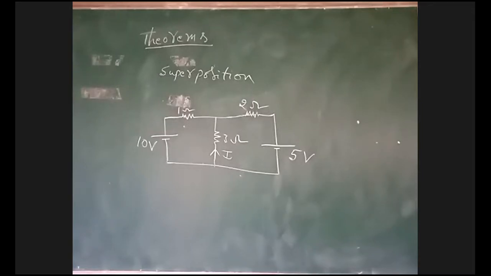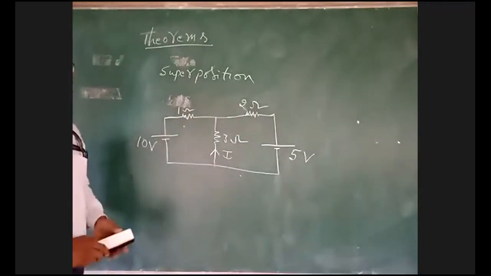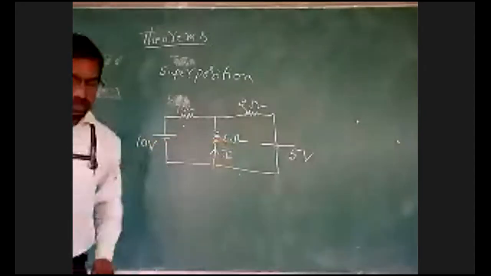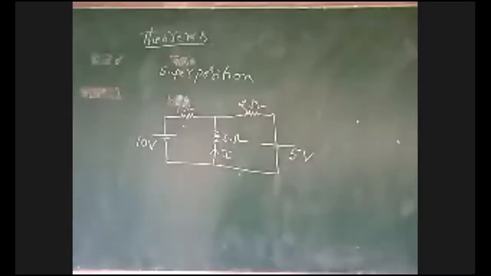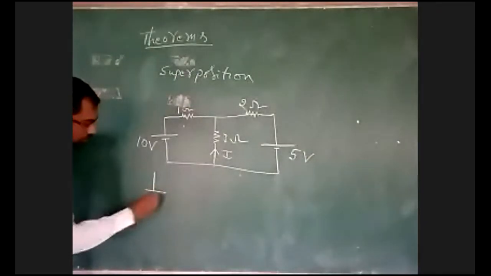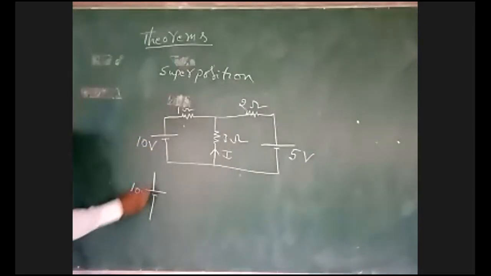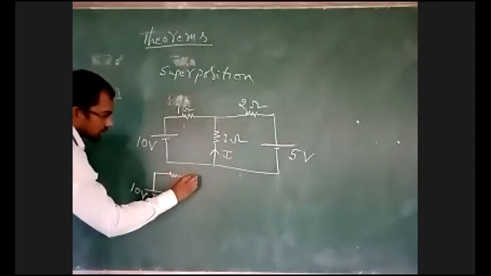Okay. Now I have to determine the current in 3 ohms. First, what I will do is, here how many voltage sources are there? Two. Two voltage sources are there. In superposition theorem, what we have to do is we have to consider only one source at a time.